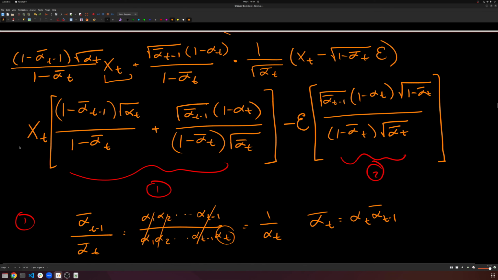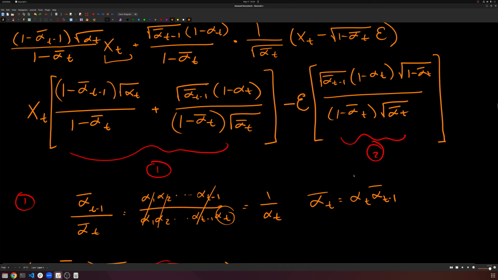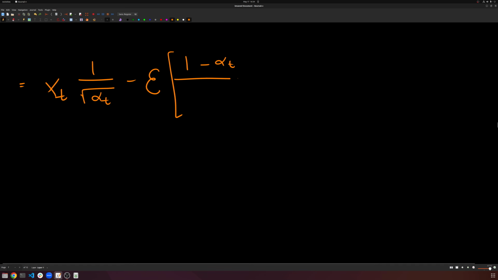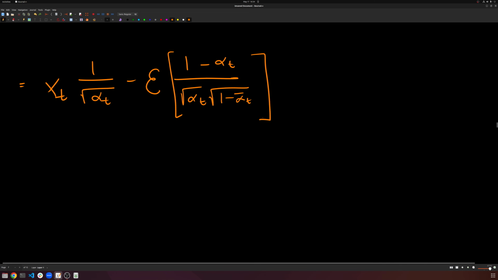And so we had this term, we had xt times the first equation minus epsilon times the second equation. So let's go ahead and write all that out. It's going to be equal to xt times the first equation, which we saw was 1 divided by the square root of alpha t, minus our epsilon times the second equation that we just got, which was 1 minus alpha t over square root alpha t square root 1 minus alpha hat t, just like that.